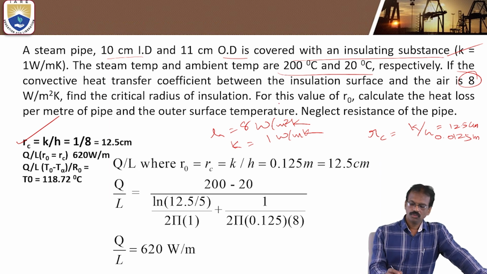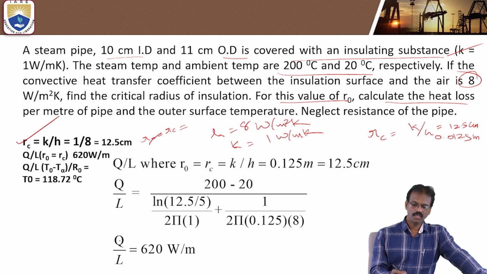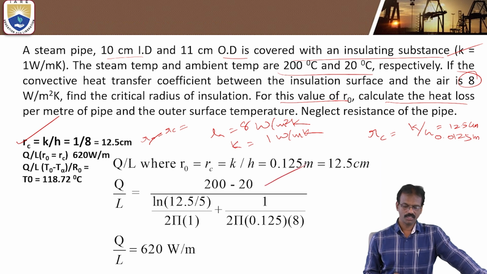So for this value of R naught, calculate the heat loss. First of all, you have to find out the heat loss. Taking R naught as RC, R naught is equal to RC, which is 0.0125. In place of R naught, you can take RC, then you can find out Q by L. Q by L is equal to the temperature difference, 200 minus 20, steam temperature to ambient temperature, divided by ln R naught by Ri. R naught is equal to 12.5, so that is the RC.